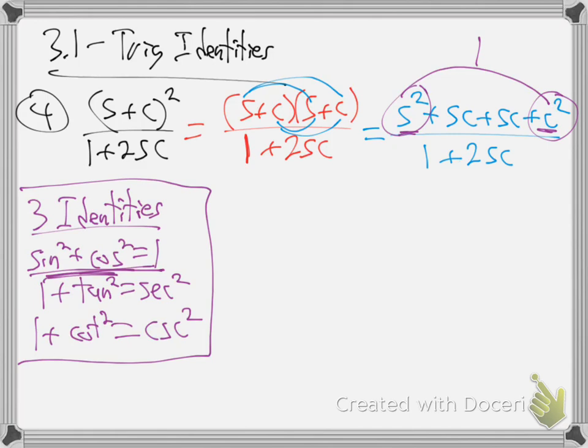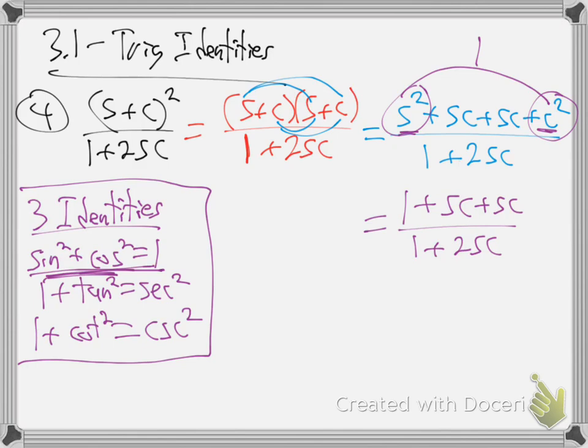So what does that mean I have here? I have 1 plus SC. Everybody with me so far? See what I did there? I replaced the S squared plus C squared with a 1. We good?